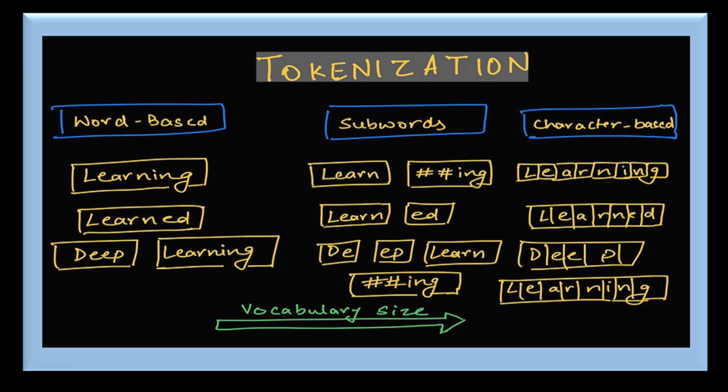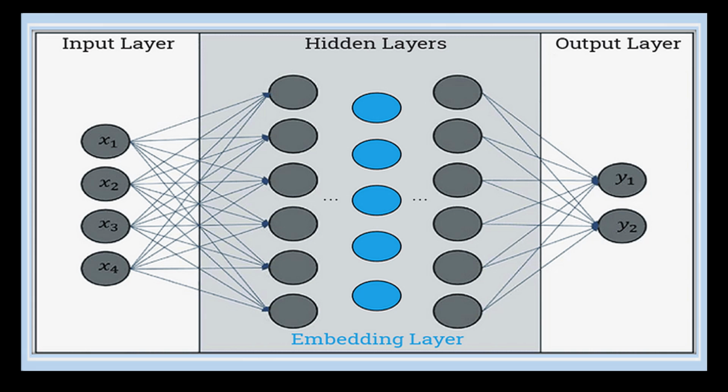So to summarize this, we can say tokenization is the process of breaking down a larger piece of text into smaller meaningful units called tokens. In NLP, tokens can be words, subwords, or characters. The goal of tokenization is to prepare text data for further analysis and modeling by breaking it into manageable units. Next comes embedding layer.